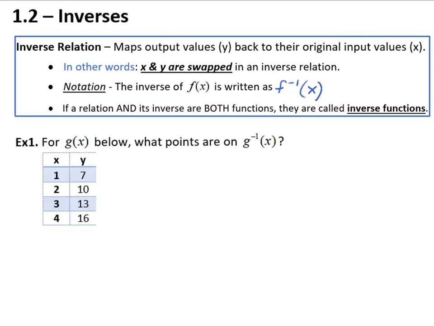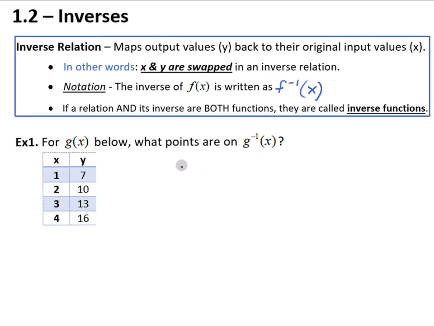So let's do an example. Here is a function g of x defined below in a table. And it asks us what are the points on g inverse of x. Okay, so we notice we have some points on here: 1, 7, 2, 10, 3, 13, 4, 16. 4 different points in this function g of x. Okay, so what are the points on our inverse going to be?